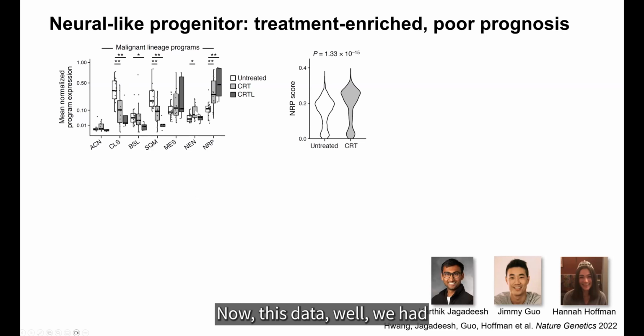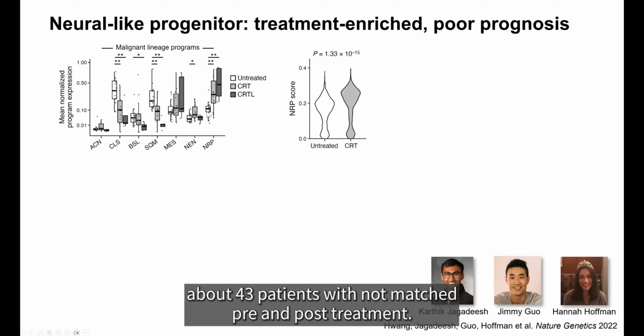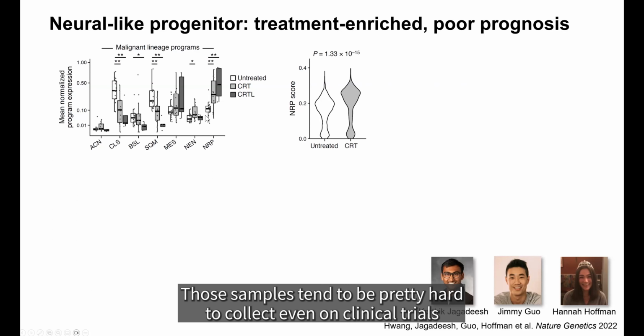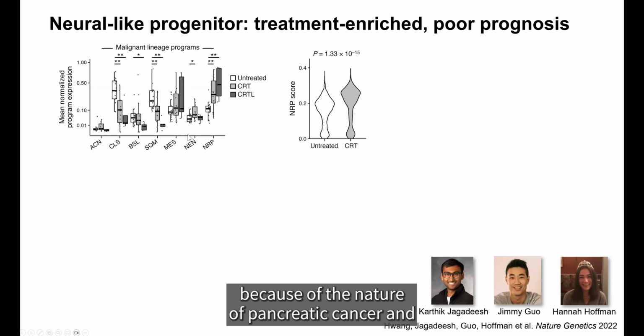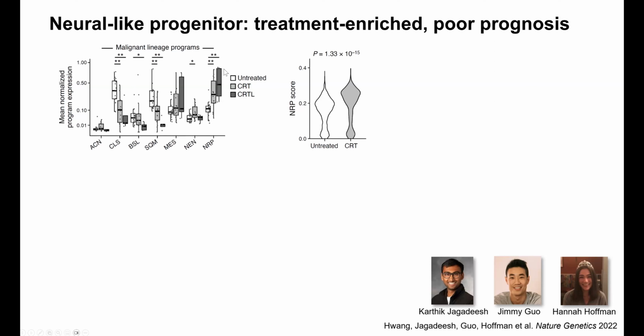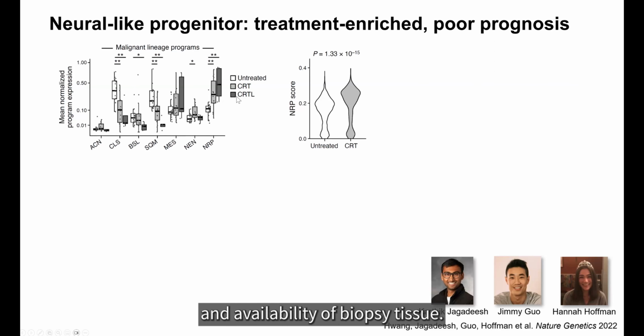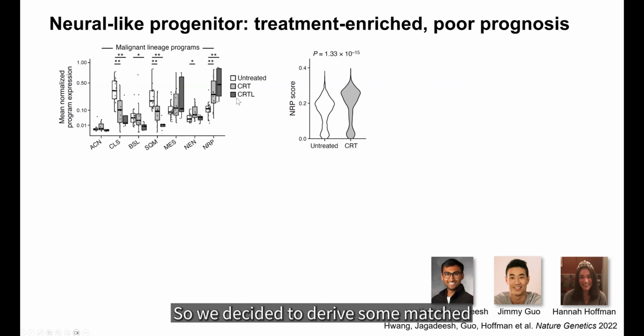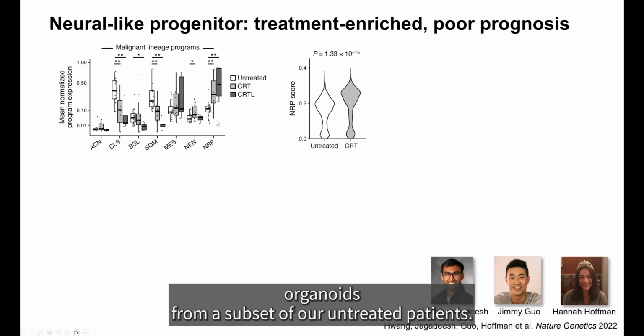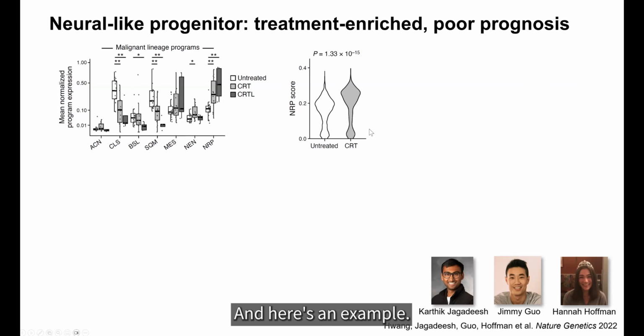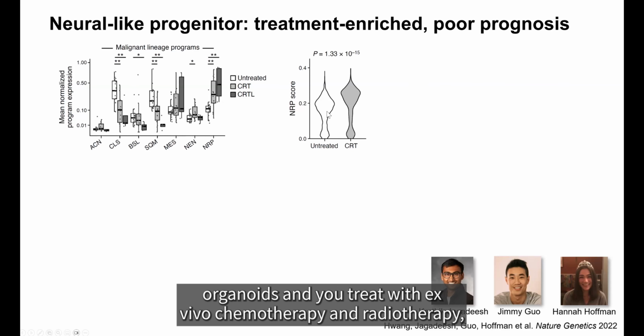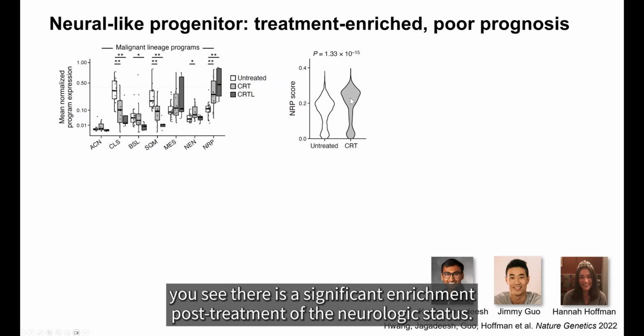Now, this data, while we had about 43 patients, was not matched pre and post treatment. Those samples tend to be pretty hard to collect, even on clinical trials, because of the nature of pancreatic cancer and availability of biopsy tissue. So we decided to derive some matched organoids from a subset of our untreated patients. And here's an example. When you look at that patient's organoids and you treat with ex vivo chemotherapy and radiotherapy, you see there is a significant enrichment post-treatment of the neuro-like state.